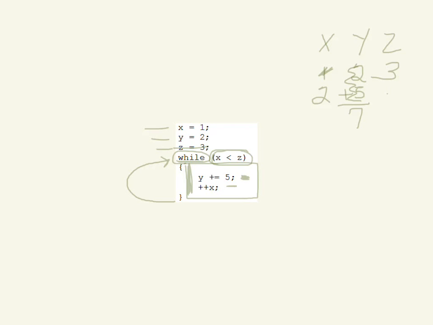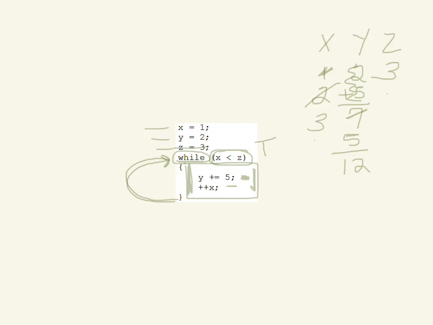Now x is 2 and z is 3, and it asks, is 2 less than 3? That's true. So I'm going to execute the body of the loop again. First one tells me add 5 to y, so that becomes 12. And add 1 to x, so x becomes 3. And I hit the closing brace and come back up here again.